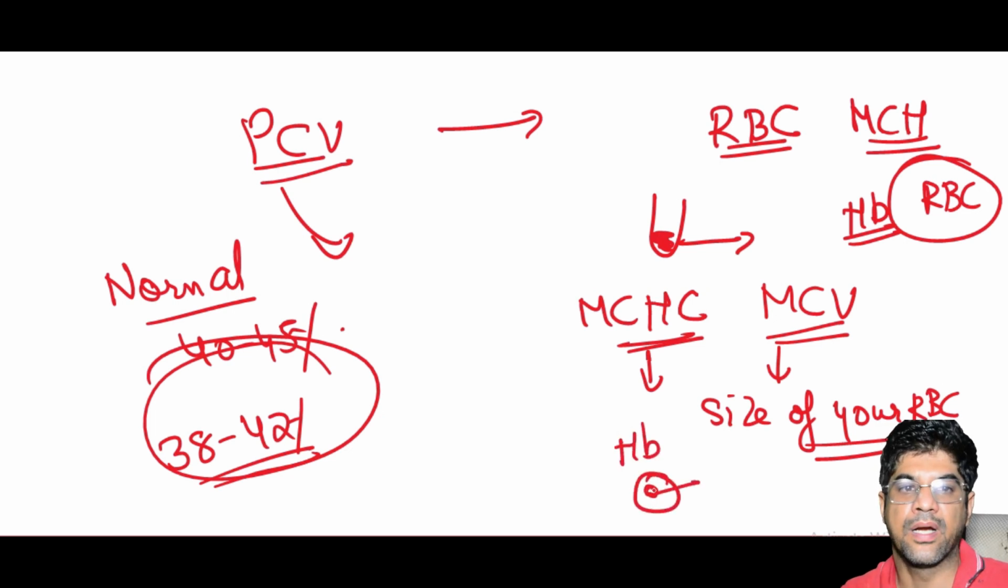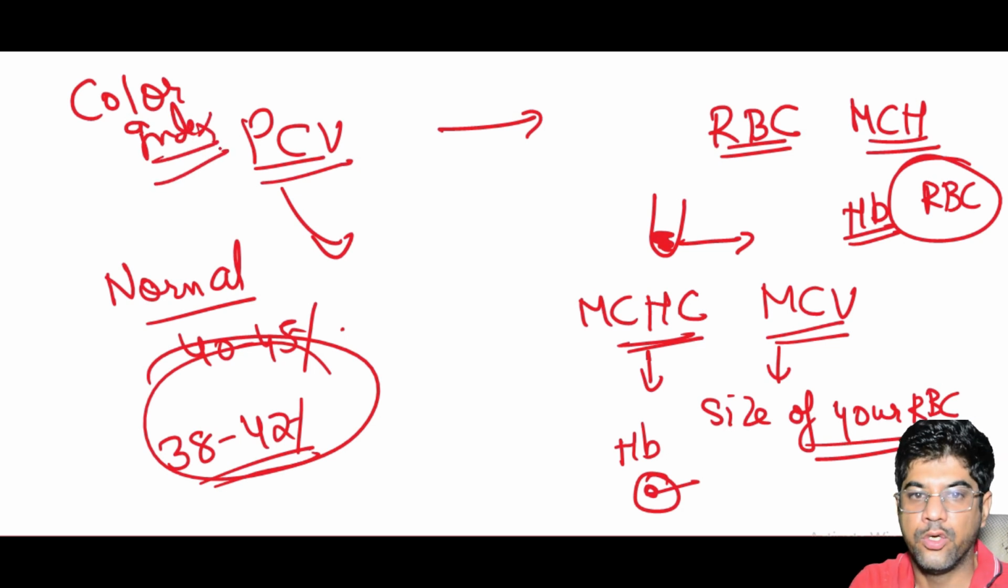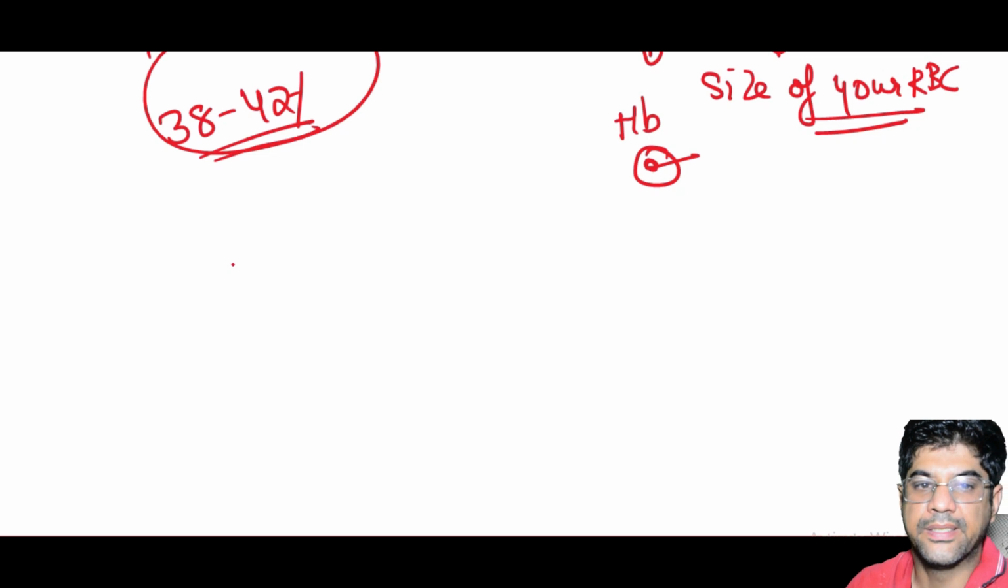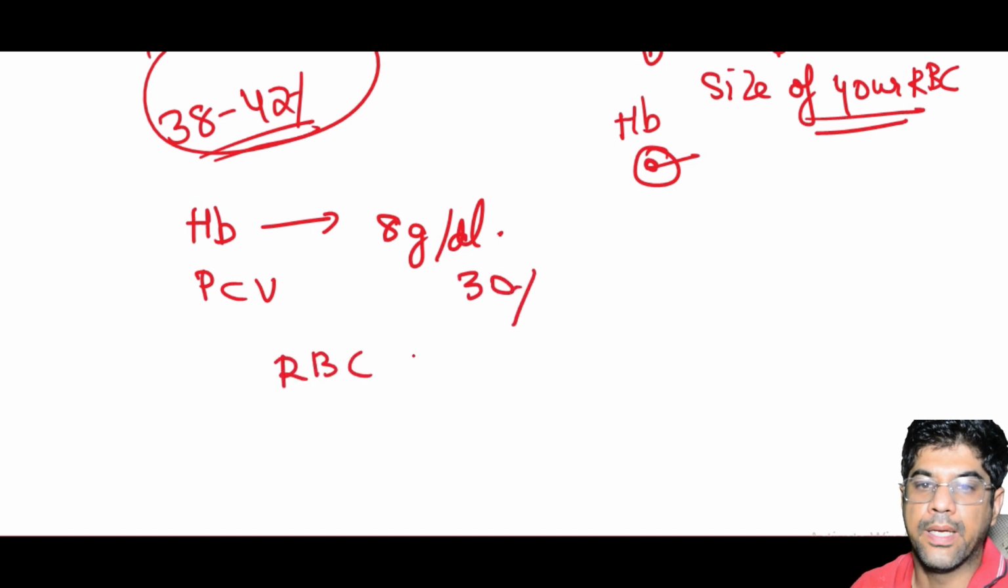And other important is color index. It helps to compare the hemoglobin in your RBC to normal level. So suppose your patient has a hemoglobin of 8 gram per deciliter and PCV is 30%, RBC count is 4 million per cubic mm.